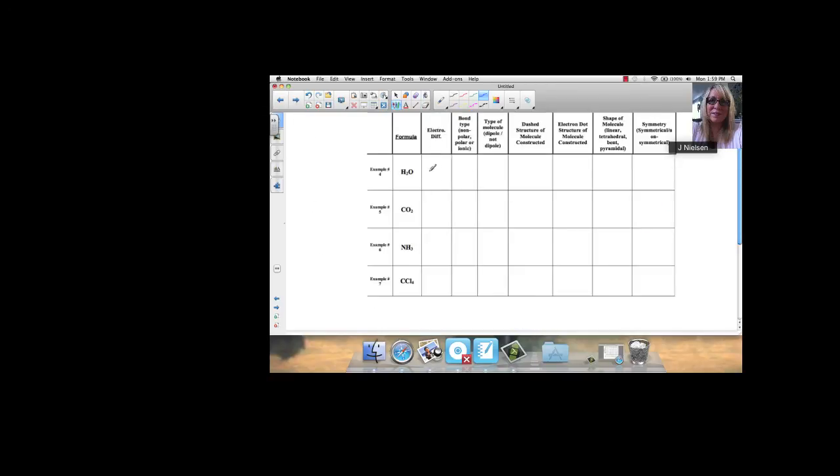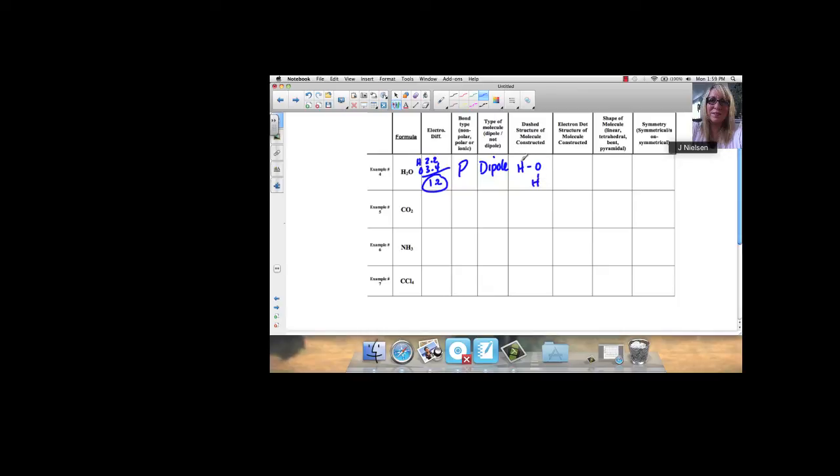Okay, let's look at water. The electronegativity difference, H is 2.2, and oxygen is 3.4. So that's going to give us a difference of 1.2. So this is going to be polar, and it is going to have a dipole, meaning it's going to have some pull, an unequal charge distribution. That's what dipole means.